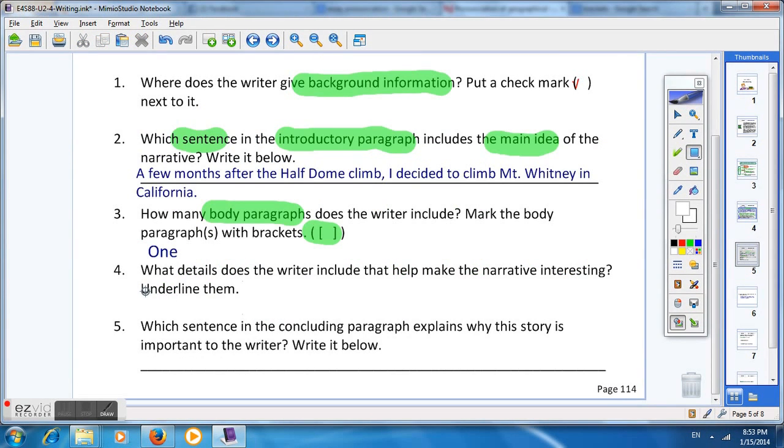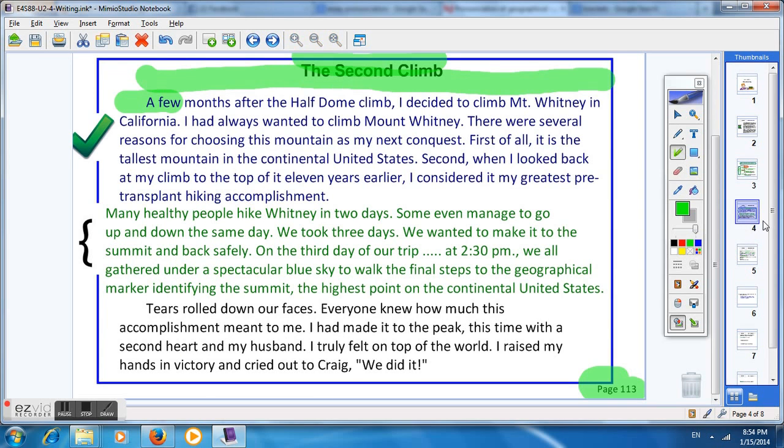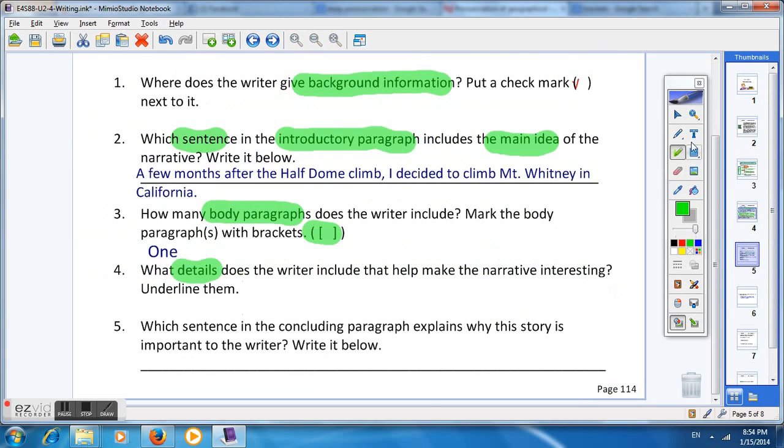Okay, question number four. What details does the writer include that help make the narrative interesting? Underline them. So, where can we find the details? Okay, we can find them in the intro, body, or concluding paragraph. Of course, that is in the body here, somewhere here. Check the answers.